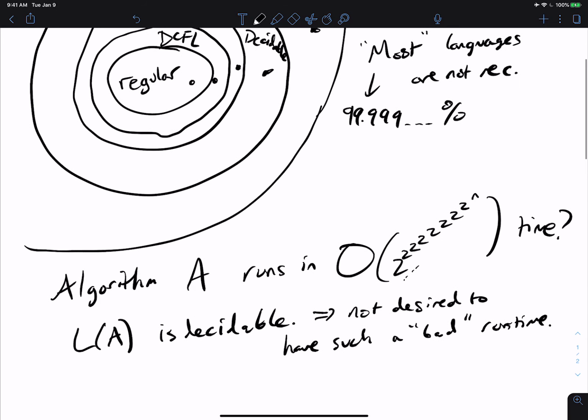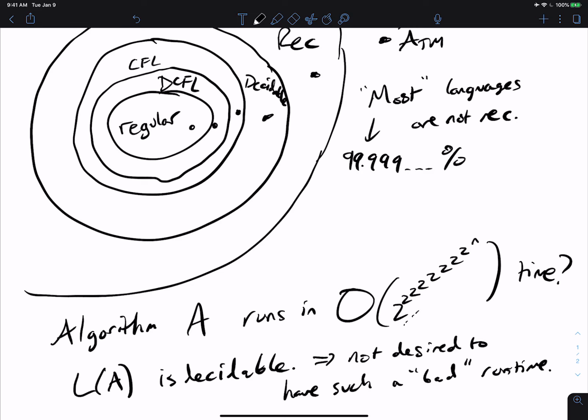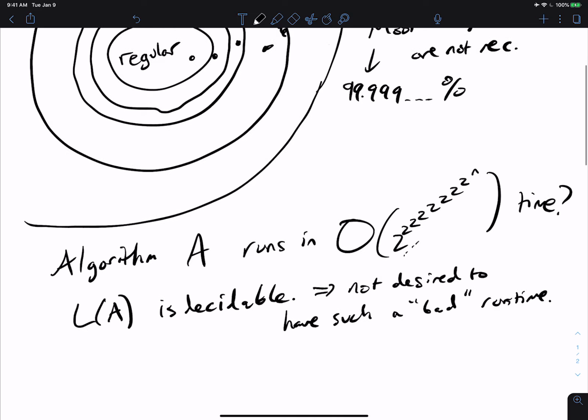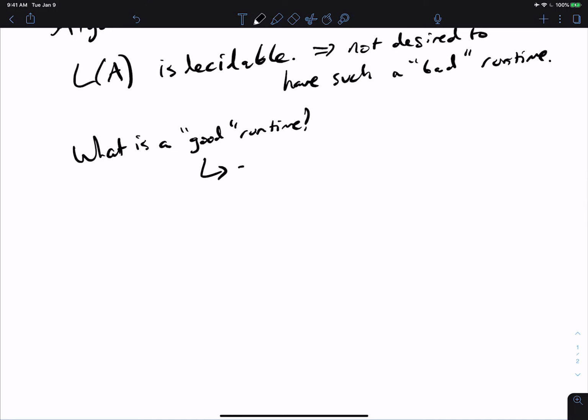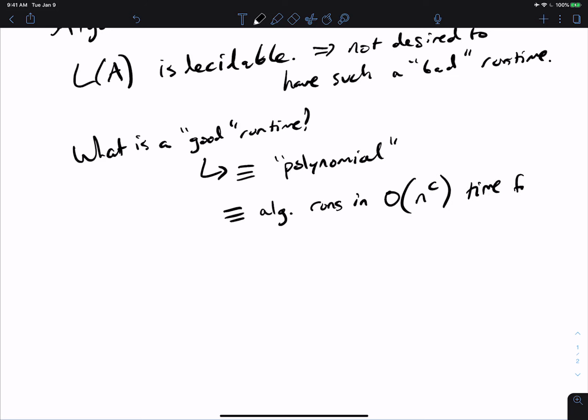So, could we just focus on the problems that have a much smaller runtime than this? A lot of work in the 1960s and 70s sought to figure out what is a good runtime. What does it mean to have a fast runtime? The way that we're going to interpret this, good is equivalent to the word polynomial. What does that mean? This means that the algorithm we're considering runs in big O of n to the c time for some fixed number c. As long as it runs in that amount of time, that's what we're going to consider good.